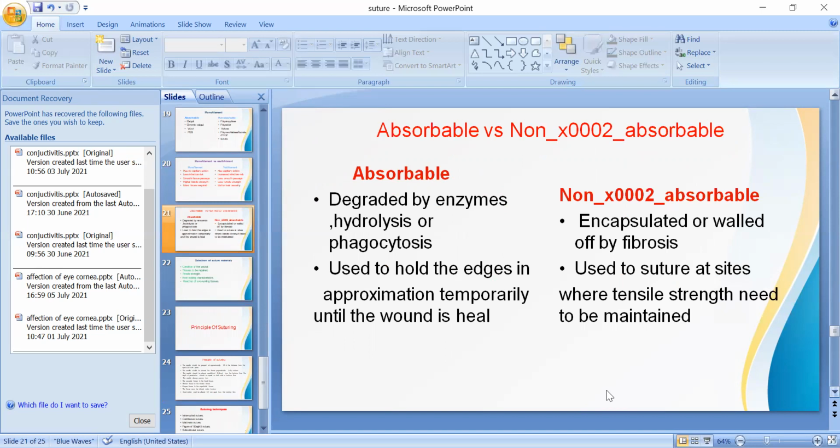How suture material is absorbed by tissue, that is absorbable or non-absorbable. So absorbable is absorbed by degradation or hydrolysis or phagocytosis. And in case of non-absorbable, the suture material is encapsulated or walled off by fibrosis. So this is the method of absorption by tissue.